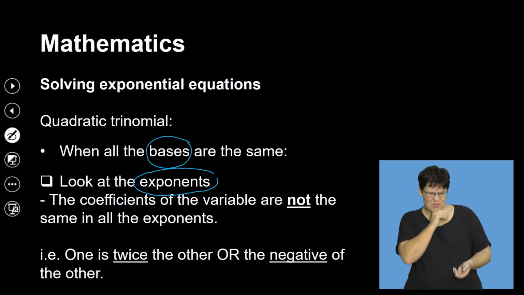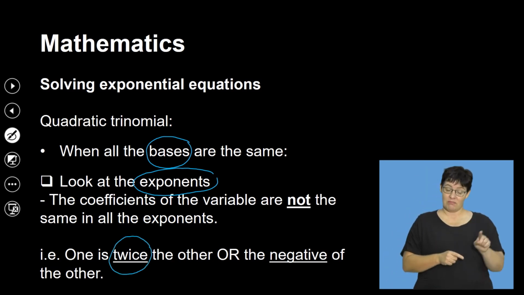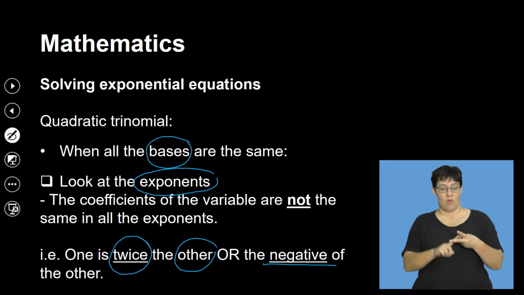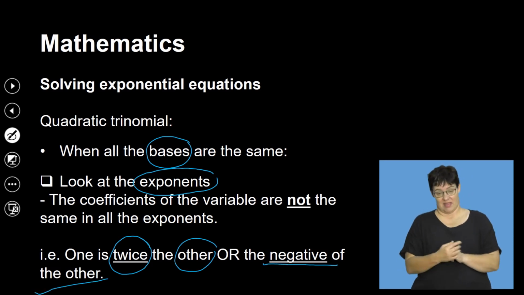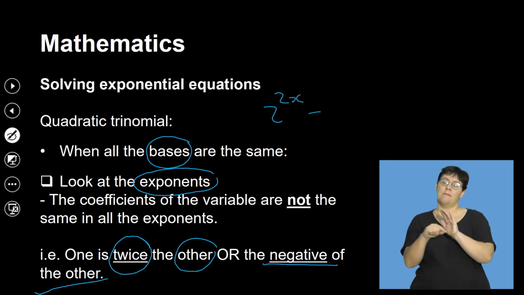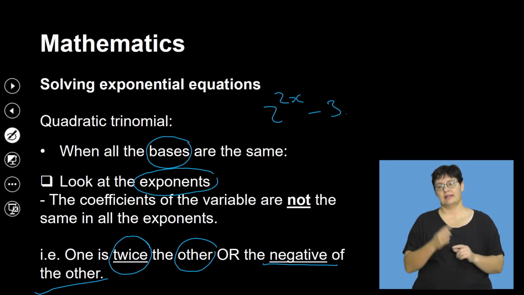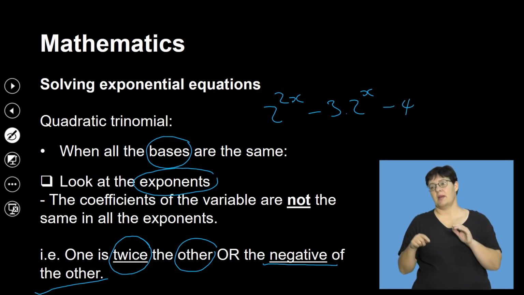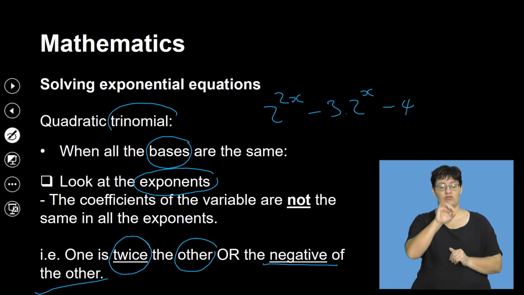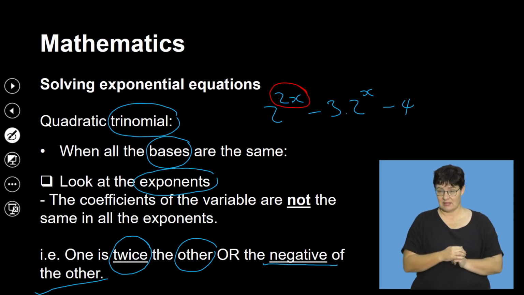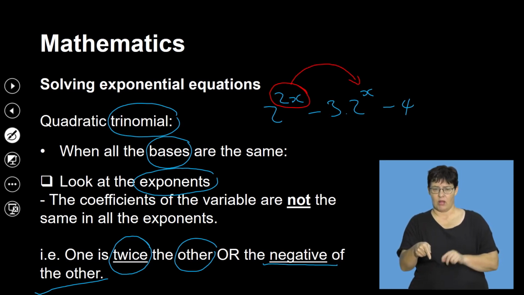What does that mean? It means that one exponent will be twice the other exponent, or it will be a negative of the other exponent. What do I mean? It will be maybe 2 to the exponent of 2x minus maybe 3 multiplied by 2 to the exponent of x, and then maybe also minus 4, like that. Because remember, it's a trinomial, so it's 3 terms, right?